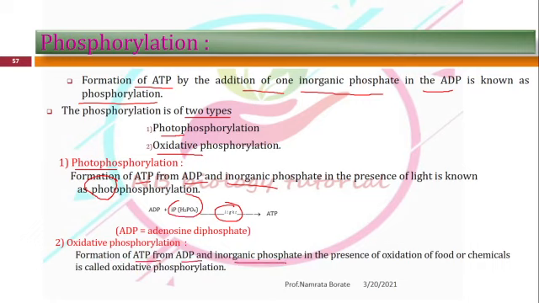The second type is oxidative phosphorylation, that is the formation of ATP from ADP and inorganic phosphate in the presence of oxidation of food or chemicals, which is called oxidative phosphorylation.